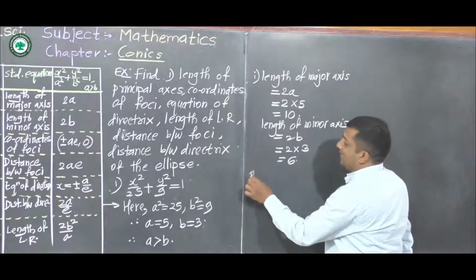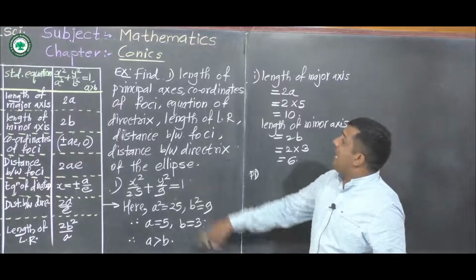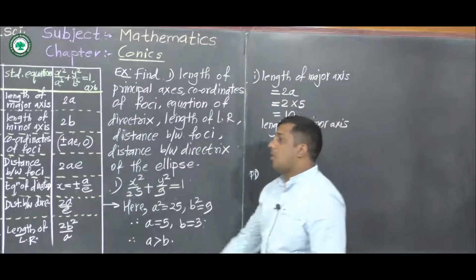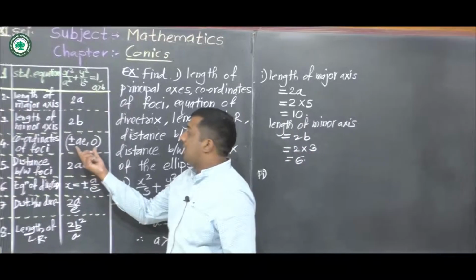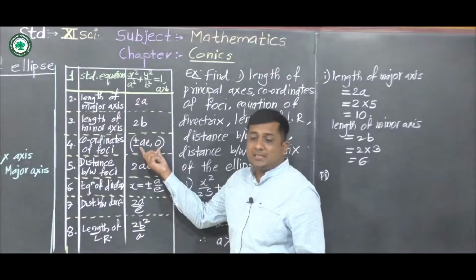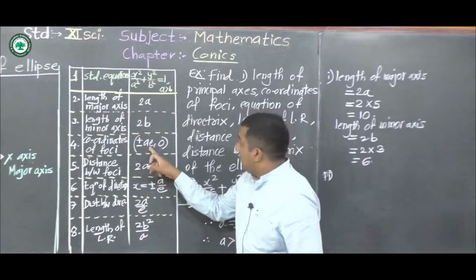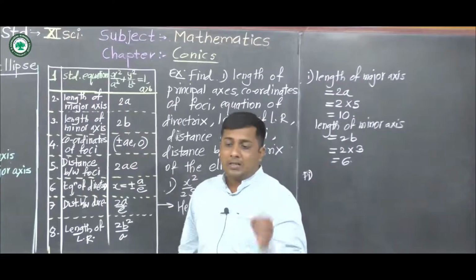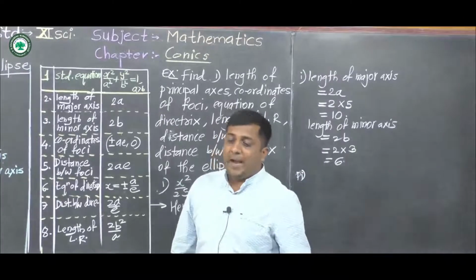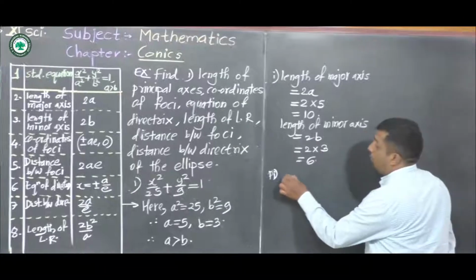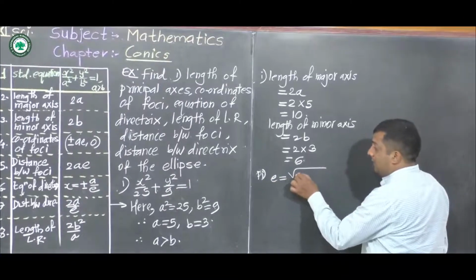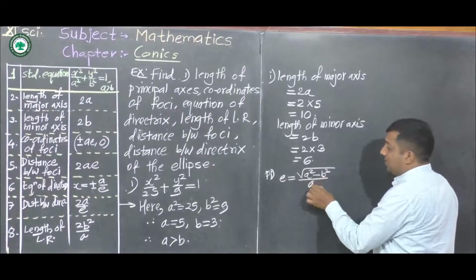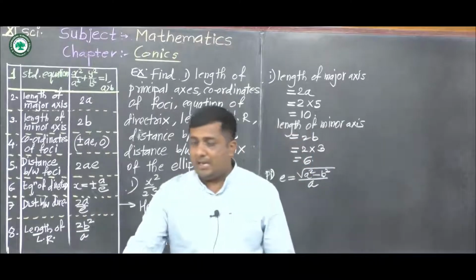Now we go with our second point, in which we have to define the coordinates of foci. We know the coordinates of foci are plus minus ae, 0. Firstly, we have to find this e. We know e is for eccentricity, and to find the eccentricity we use the square root of a square minus b square, divided by a.